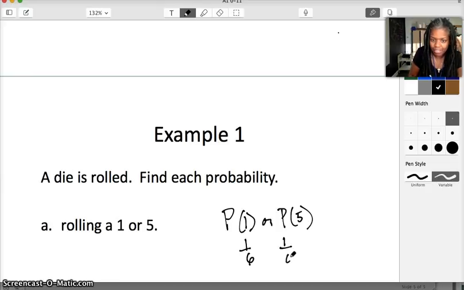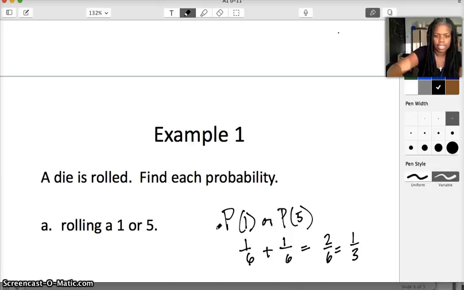So I'm going to do 1 out of 6. And when I add that together, the probability of getting a 1 or a 5 is going to be 2/6. And of course, I can reduce this ratio to be 1/3. So you've got 1/3 of a probability of either rolling a 1 or a 5.